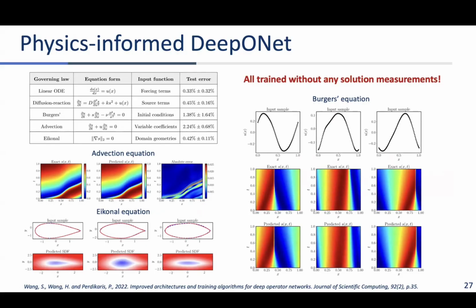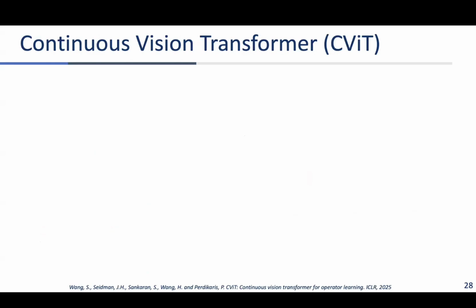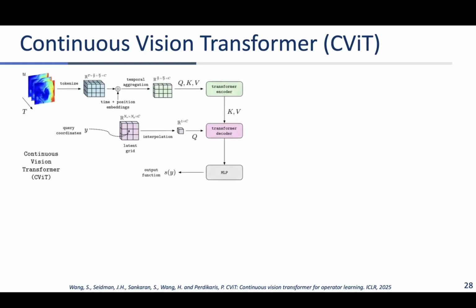Well, DeepONet is great, but it's not perfect. It basically uses an MLP as the backbone, which cannot be that efficient for high-dimensional inputs. To address that limitation, we propose a more scalable architecture called the continuous vision transformer. The high-level idea is to make the vision transformer backbone a continuous representation of the target output solution. This is done by conditioning the vision transformer backbone on the query coordinates y through a cross-attention mechanism between the transformer encoder outputs and our coordinate embeddings.